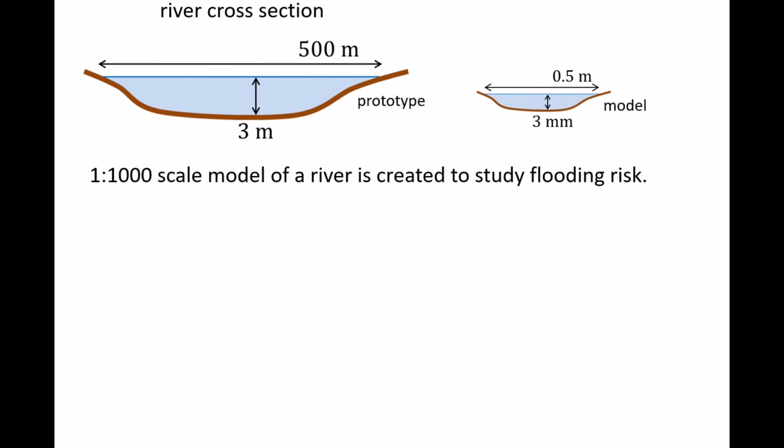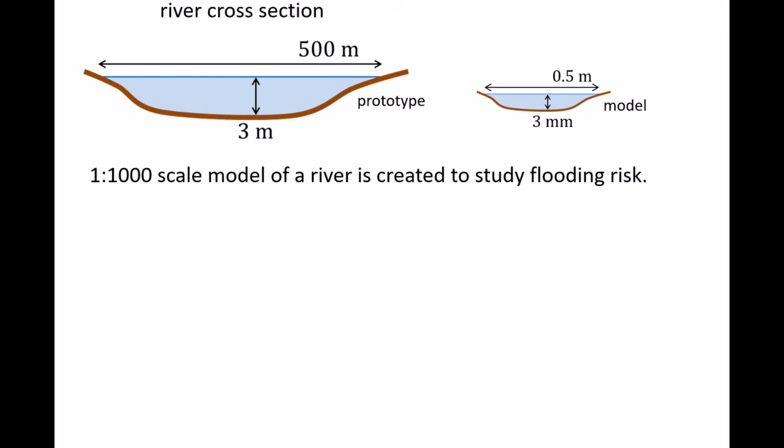A cross-section of the actual river and the model river are shown. It was decided that a length scale of 1/1000 will be used for the model. At some point along the river, the width across the river is 500 meters and the depth is 3 meters. A length scale of 1/1000 means the width of the river in the model will be 0.5 meters and the depth of the river in the model will be only 3 millimeters.